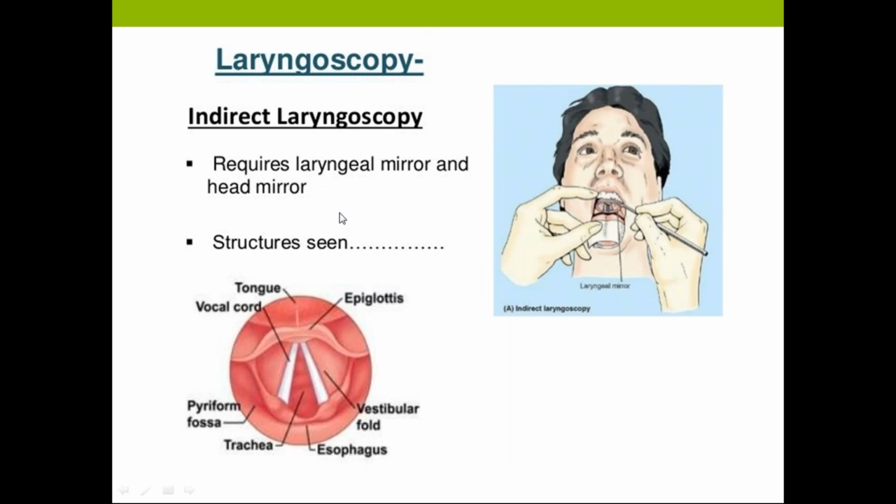The larynx can be viewed through the laryngoscope. There are two types of laryngoscopy, indirect and direct. Indirect requires a laryngeal mirror. If you have gone to the ENT OP with any complaint of throat pain, they usually check with the laryngeal mirror to see the larynx. With the help of the laryngeal mirror and head mirror, you can see the inlet of larynx like this. If you view this, you can see all the structures.